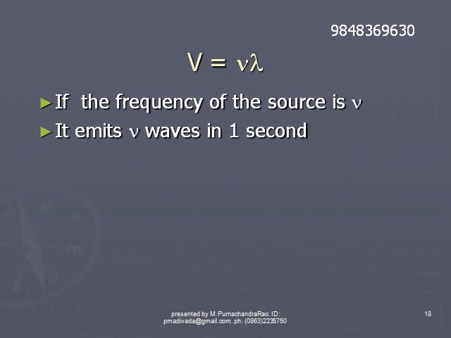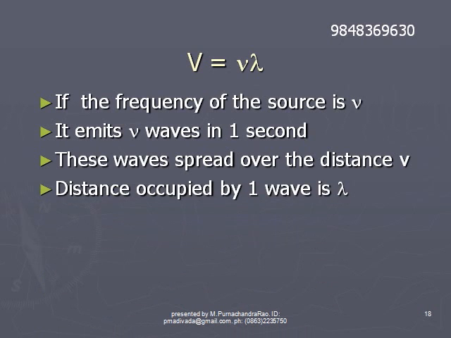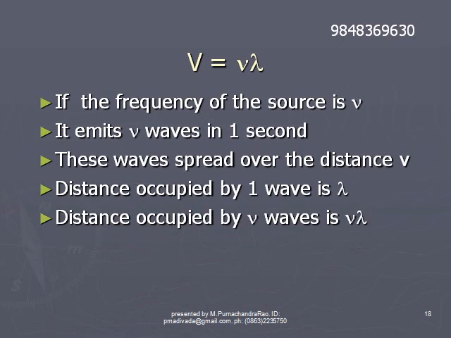Here, let us consider a source of frequency nu. That means it emits nu waves in 1 second. These nu waves that are emitted in 1 second spread over a distance v, which is the speed of the wave. The distance occupied by one wave is lambda, so the distance occupied by nu waves will be nu lambda. So V will be equal to nu lambda. Like this we can derive the relation between the frequency, wavelength and the speed of the wave.